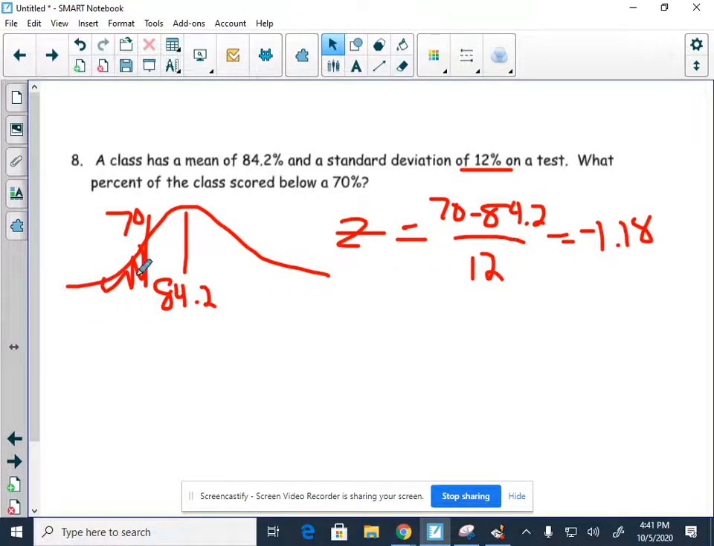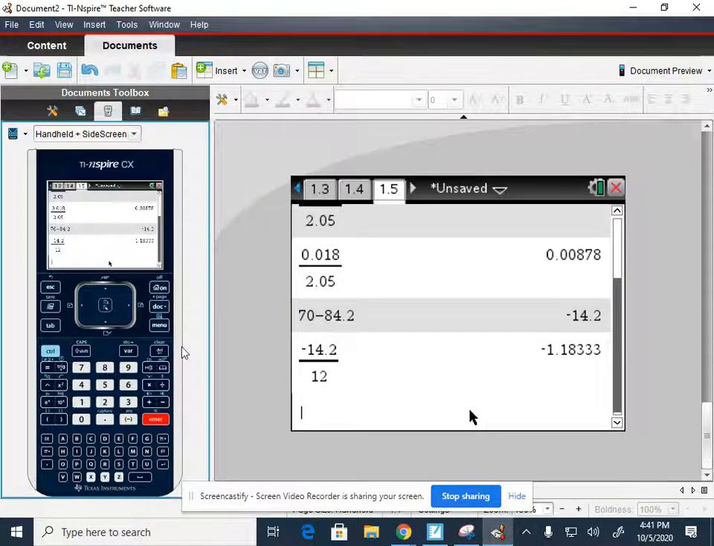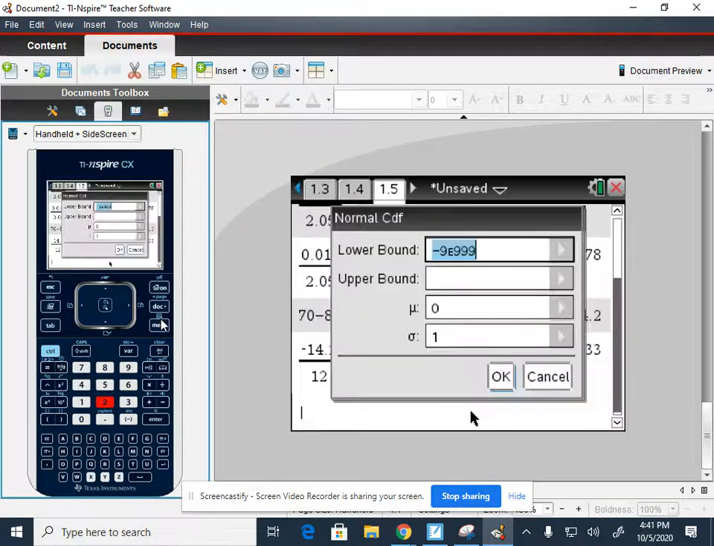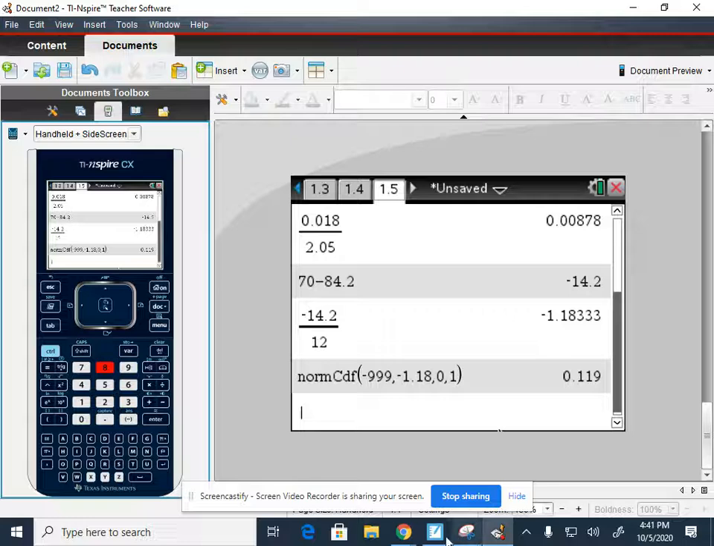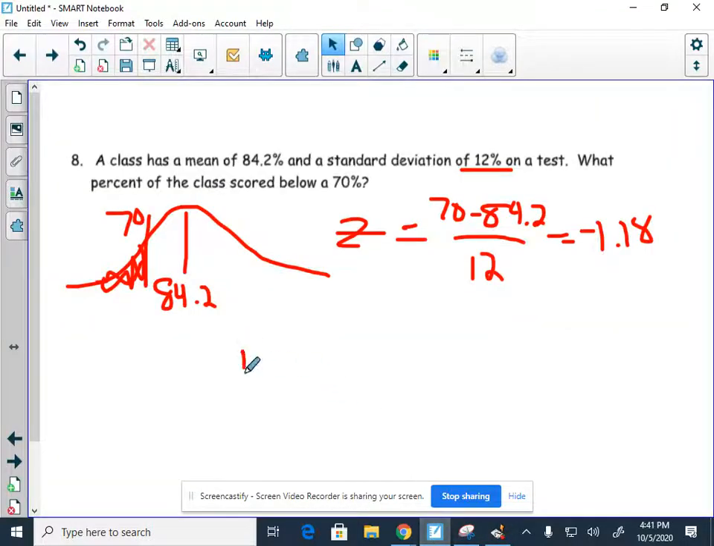And then we're finding the area to the left. So the area to the left is about 11.9%. So 11.9% scored below a 70%.